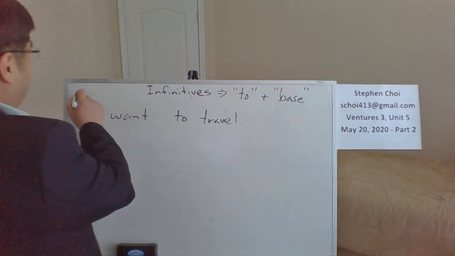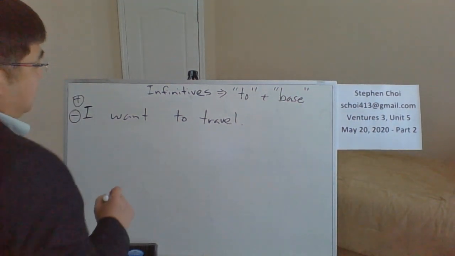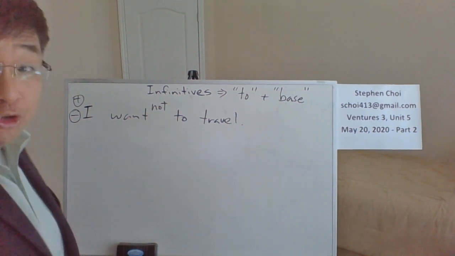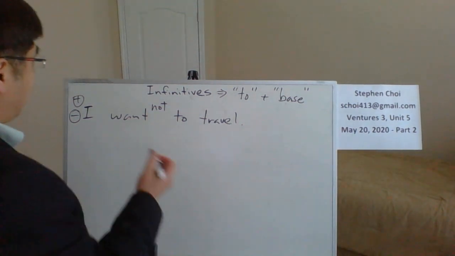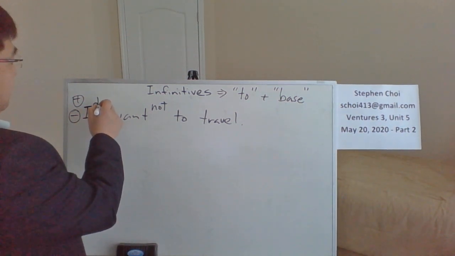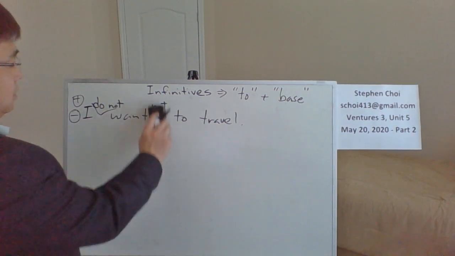This is a positive sentence, right? How do you make it negative? You could say, I want not to travel. That's okay, but the better way for this one is to make the main verb negative: I do not want to travel.